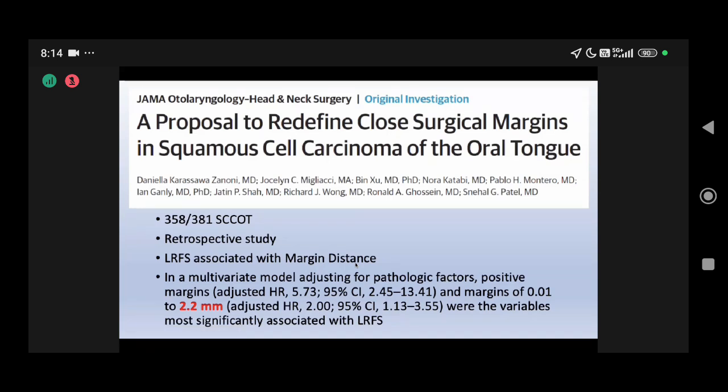The margins were revisited by the same group again recently, and a new figure of 2.2 mm was proposed. It was squamous cell carcinoma of the oral tongue, and it was a retrospective study in a multivariate model adjusting for the pathological factors. Positive margins, and margins of 0.01 to 2.2 millimeters, were the variables most significantly associated with recurrence.